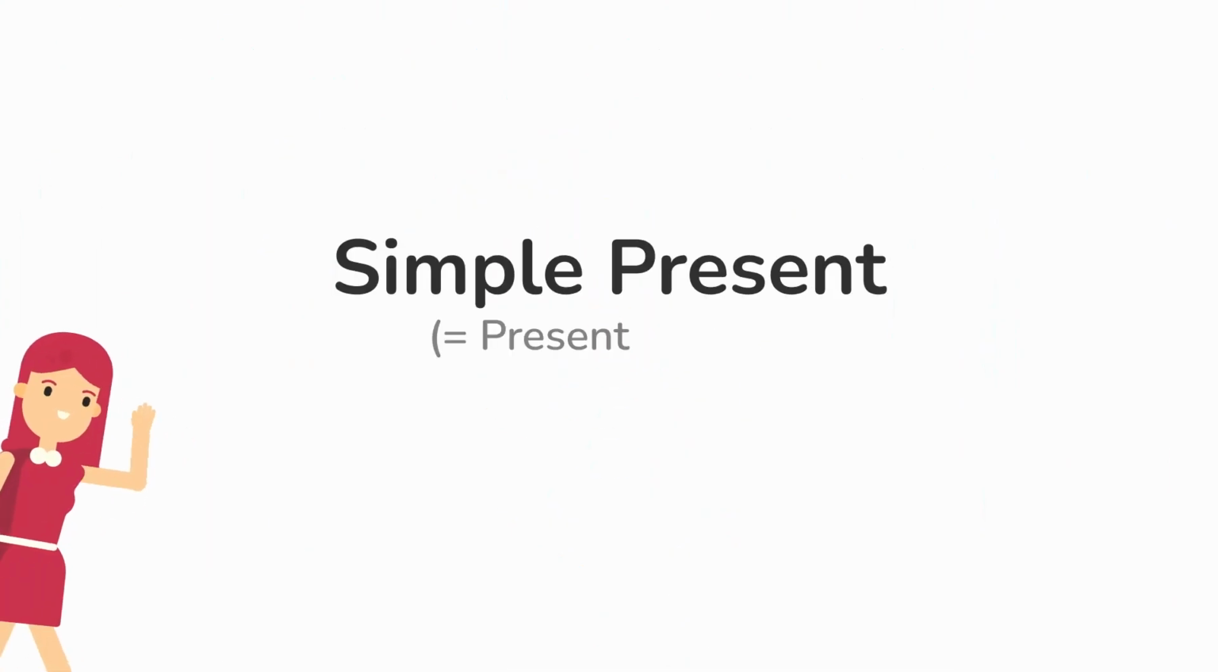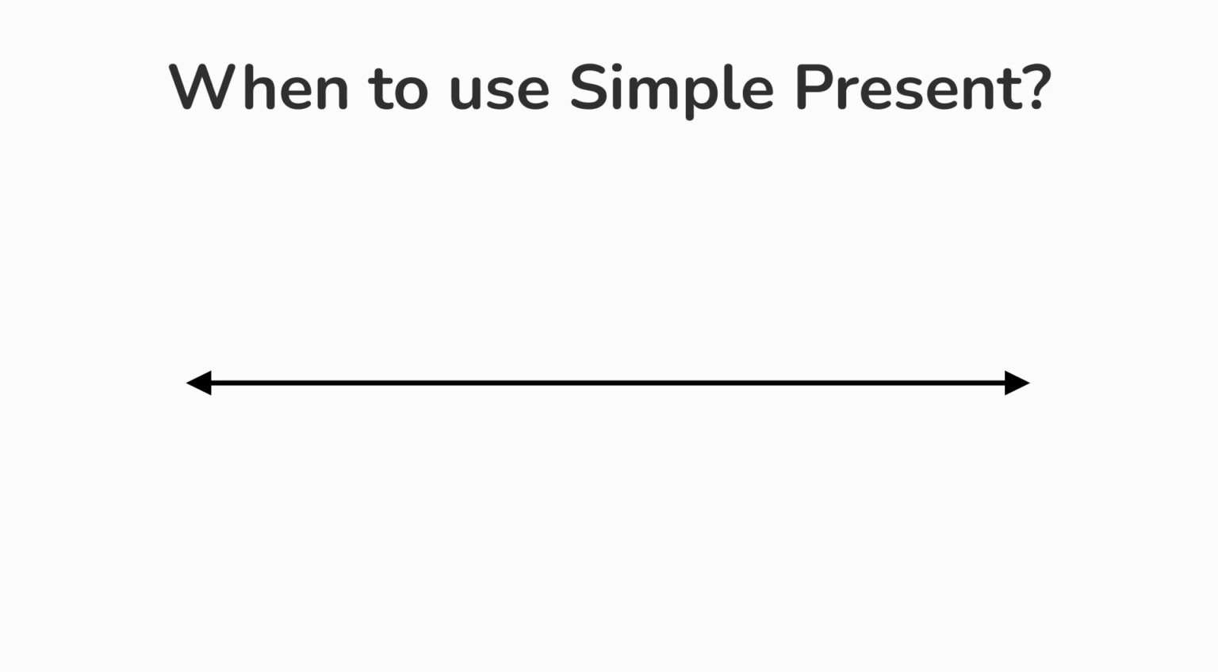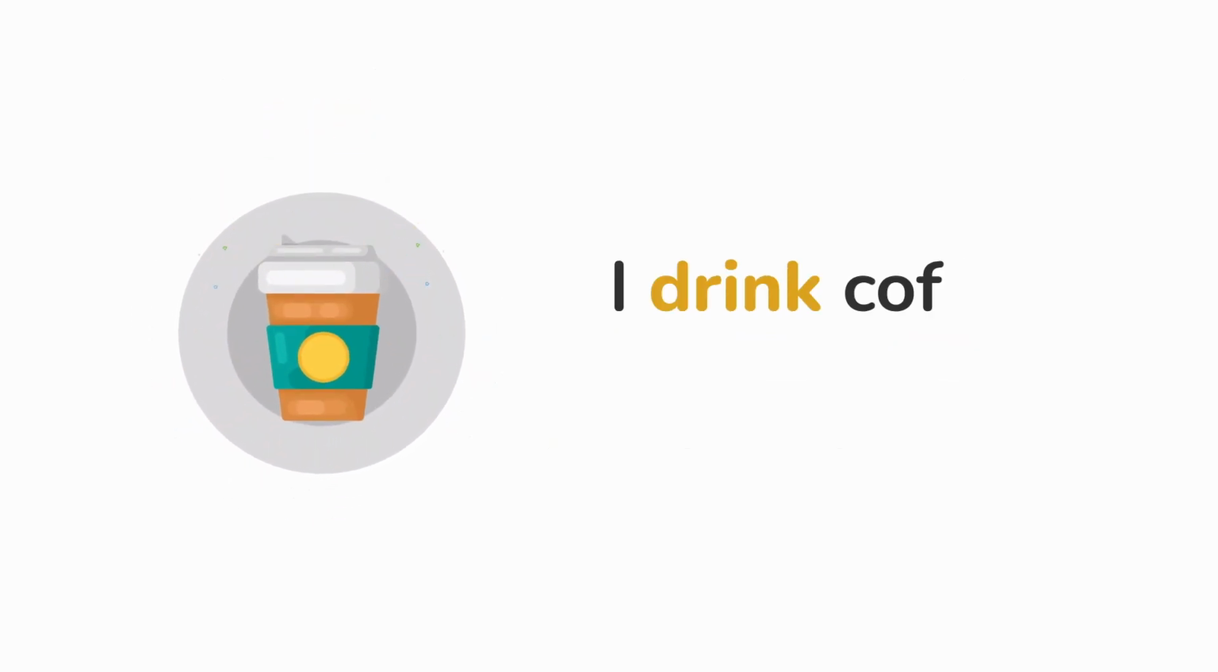Today we will learn how to use the simple present tense in English. When to use simple present tense. We use simple present tense for repeated actions. That includes routines and habits. For example, I drink coffee every morning.